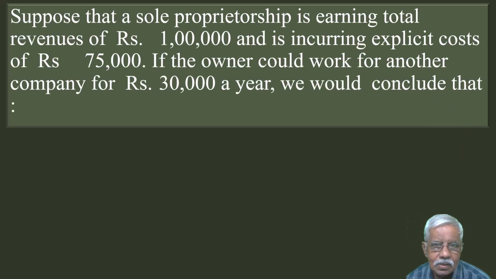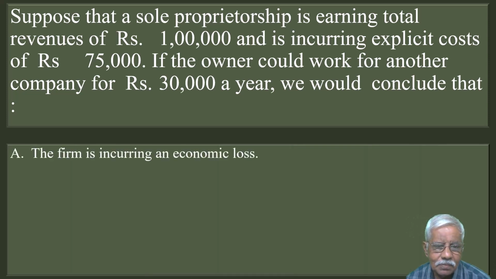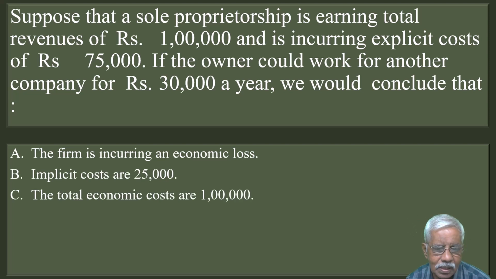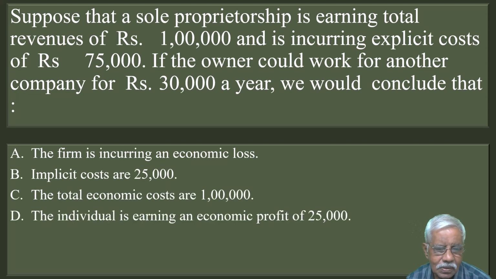Suppose that a sole proprietorship is earning total revenue of 1 lakh rupees and is incurring explicit cost of 75,000 rupees. If the owner could work for another company for 30,000 rupees a year, we would conclude that, options: the firm is incurring an economic loss. Implicit costs are 25,000. Total economic costs are 1 lakh. The individual is earning an economic profit of 25,000.